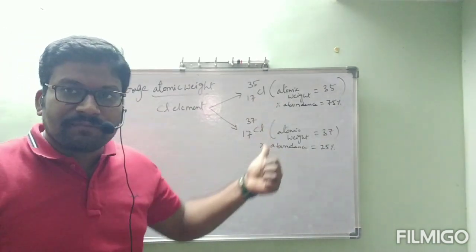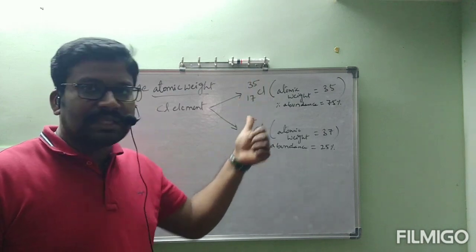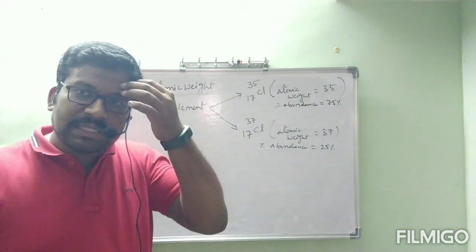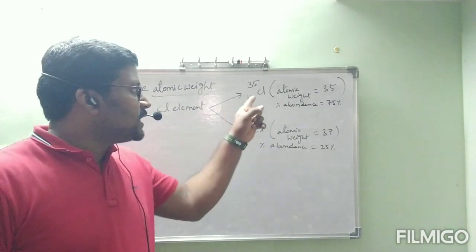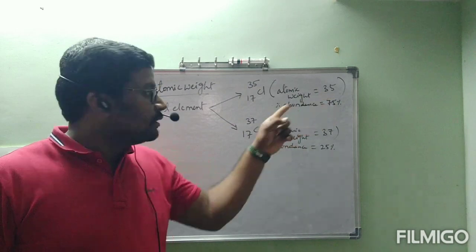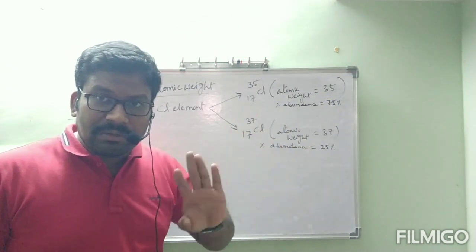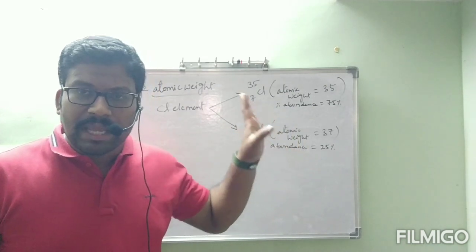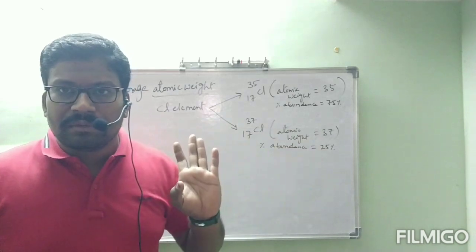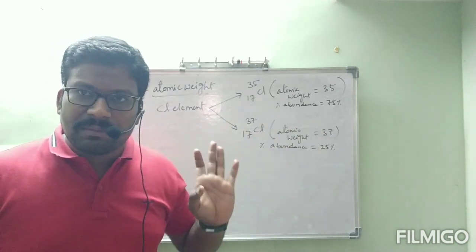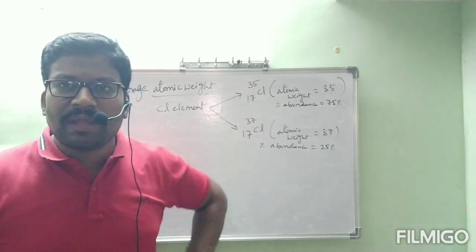What are the isotopes of chlorine we have? 17Cl35, 17Cl37. Two isotopes we have. First isotope atomic weight is equal to 35, percentage abundance equal to 75. They will give the data. No need to remember. In exam also, they will give the data, and according to that we can do the problem. Otherwise no one can do it, because there is no need to remember the percentage abundance, everything.